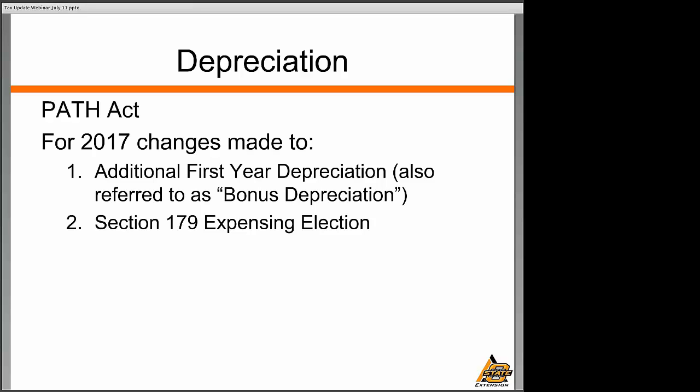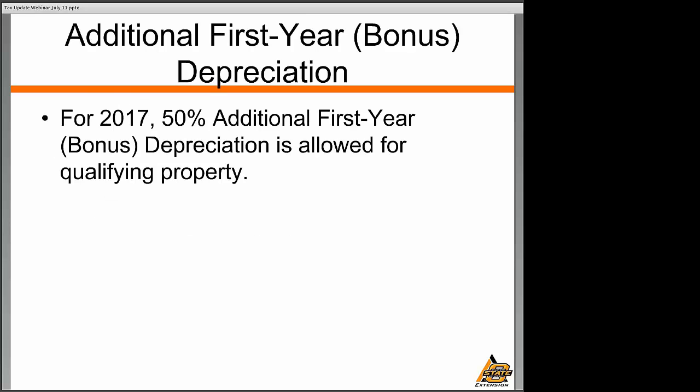The PATH Act: here are the changes that we're going to be looking at for 2017. We just talked about the rules as they apply. Now for 2017, here's what will be coming up. We'll look at changes in the first year depreciation, also known as bonus depreciation, and we'll also be looking at the 179 expensing rules. The first year or bonus depreciation for 2017 is the same as it was last year: 50% depreciation in the first year is allowed for qualifying property.